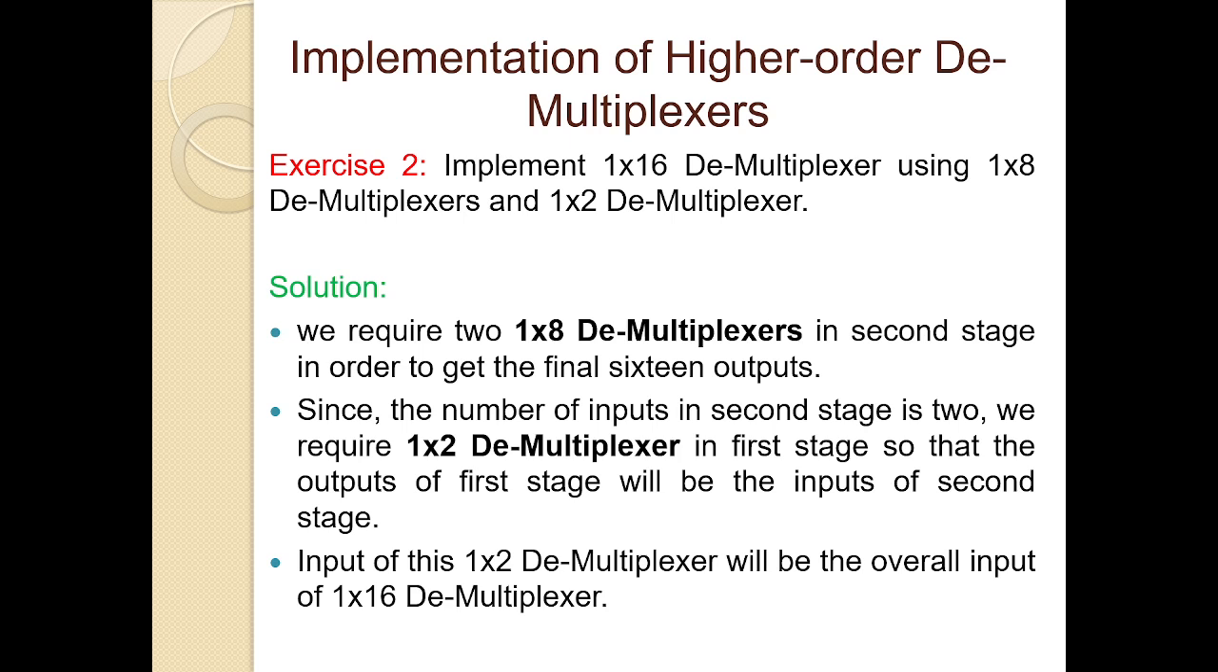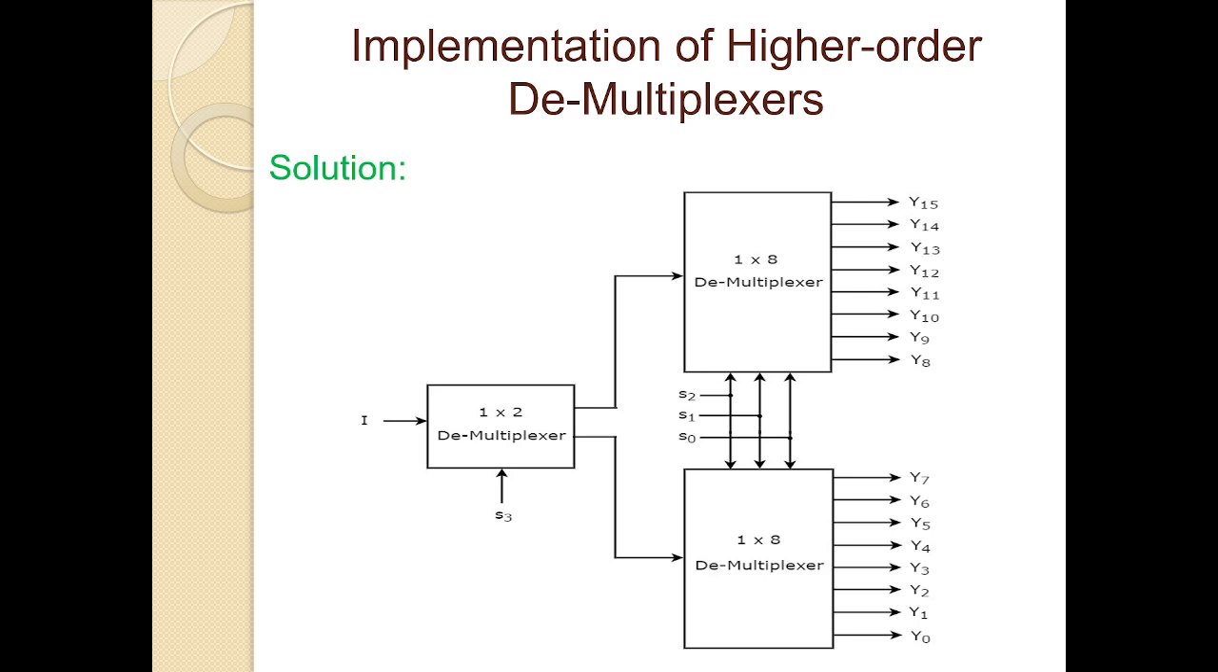Next, implement 1:16 demux using 1:8 demux and 1:2 demux. We require two 1:8 demux in second stage in order to get the final 16 outputs. Since the number of inputs in second stage is 2, we require 1:2 demux in first stage so that the output of first stage will be the input of second stage. The input of this 1:2 demux will be the overall input of 1:16 demux. Here we have the diagram of 1:16. The input is 1, the output is Y0 to Y15. We have 4 selection lines, 1 selection line for 1:2, another 3 selection lines used for 1:8.